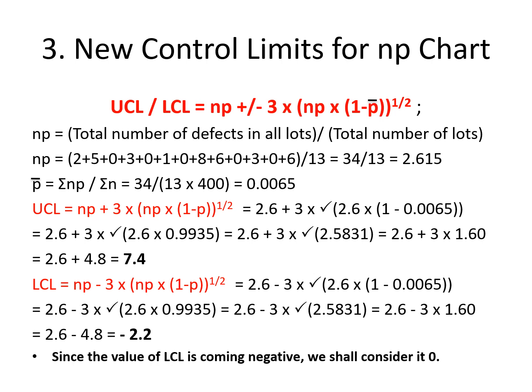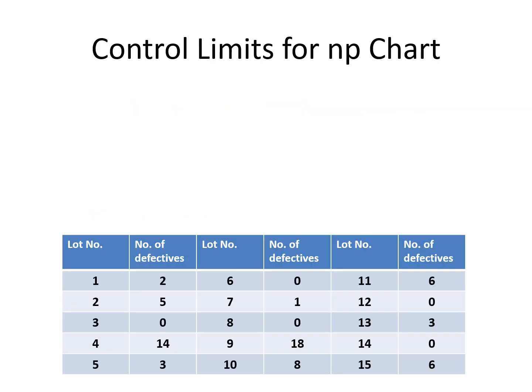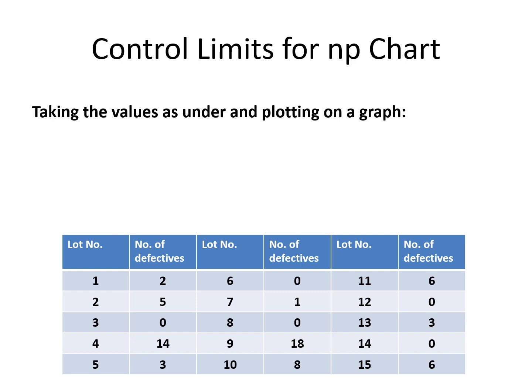Now let us look at both these graphs with the problems. This was our original question, where there were 15 lots and each had these values. So let us put the values in the graph and look at how it is.